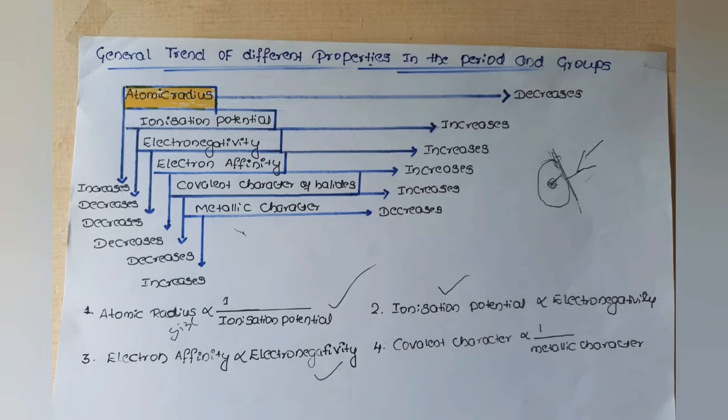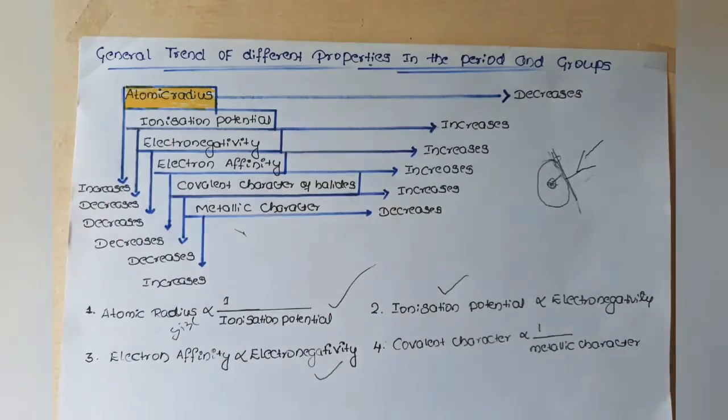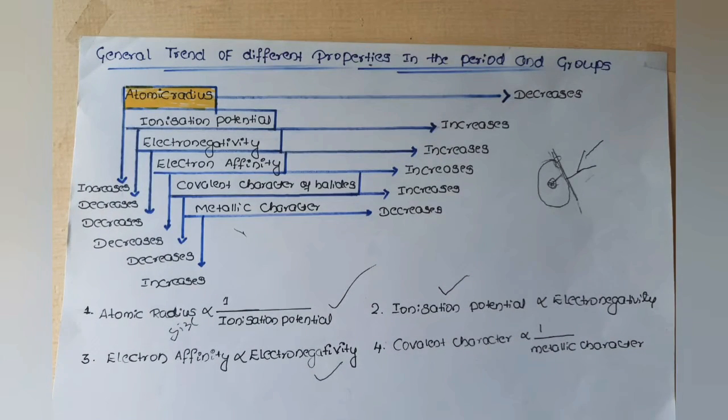Why? Because of the smaller size, so electrons are strongly held. Strongly held, obviously the covalent character increases. As we go down the group, what happens? The covalent character decreases because of an increase in atomic size. So you could see here, each and every property ultimately depends on the atomic radius. That point we have to remember.